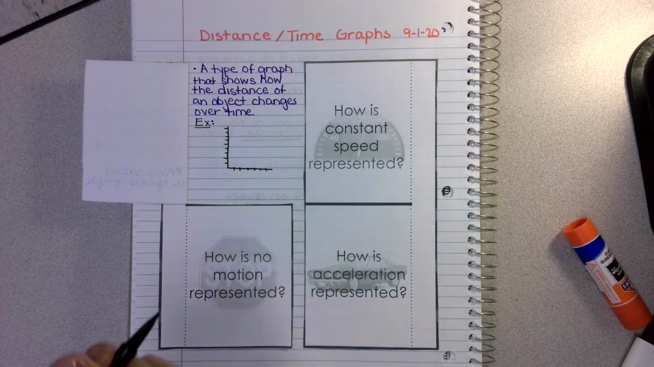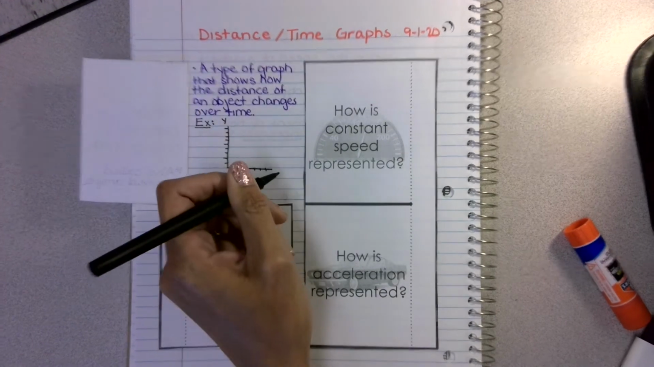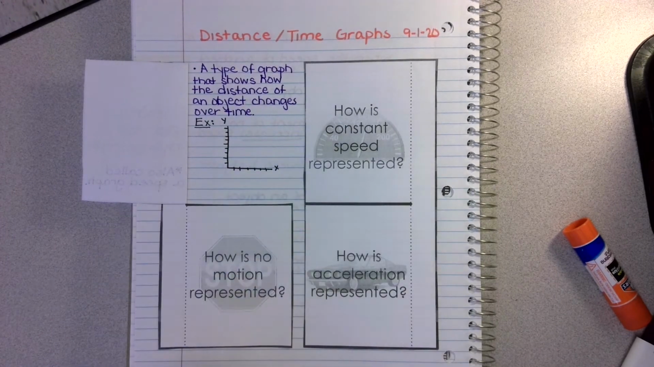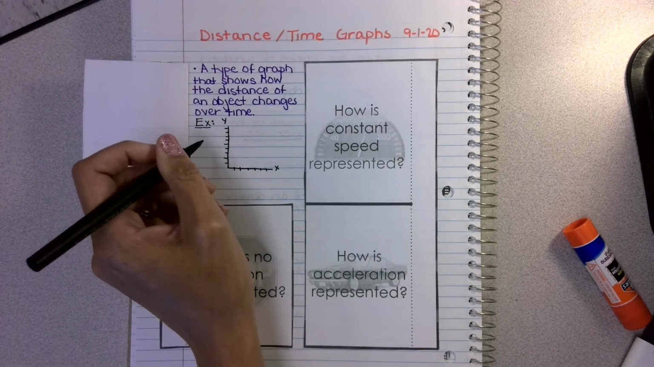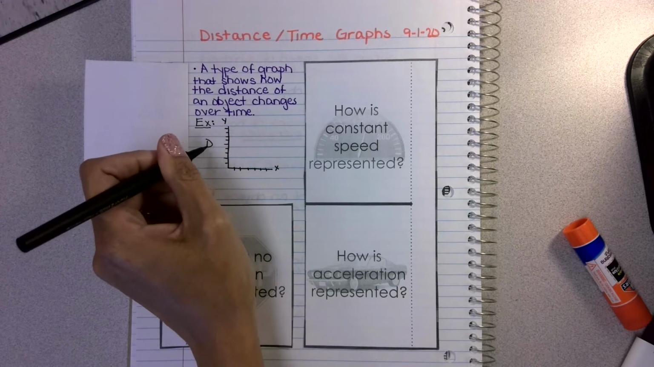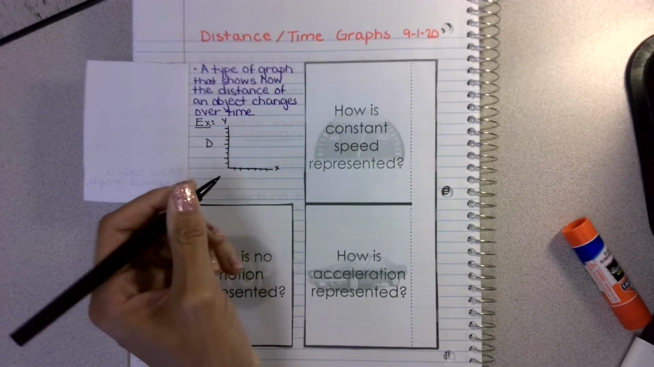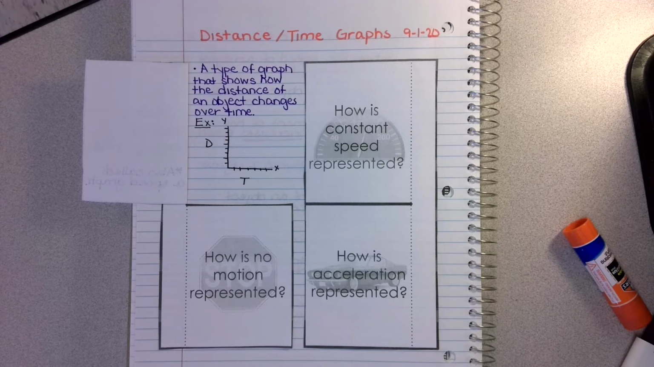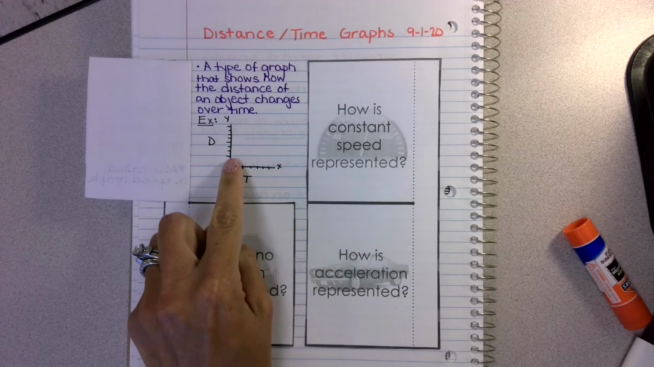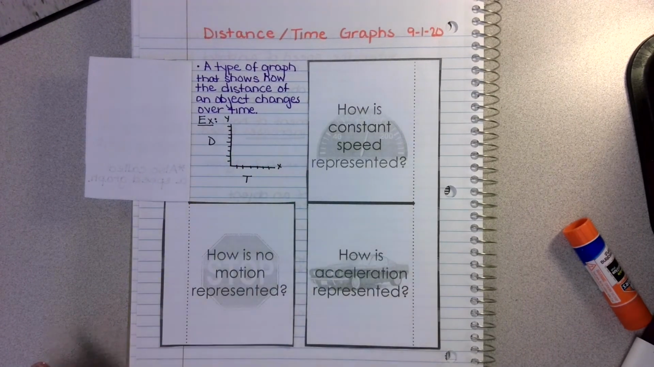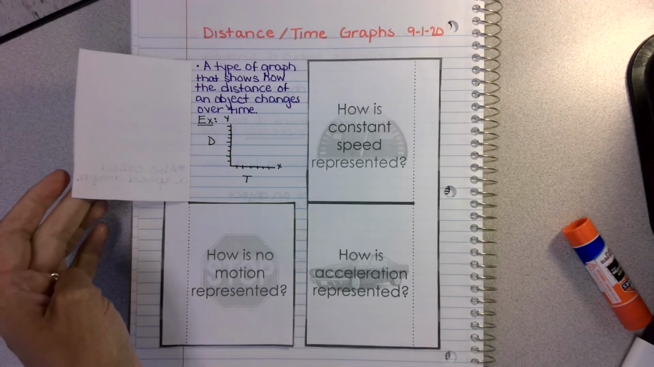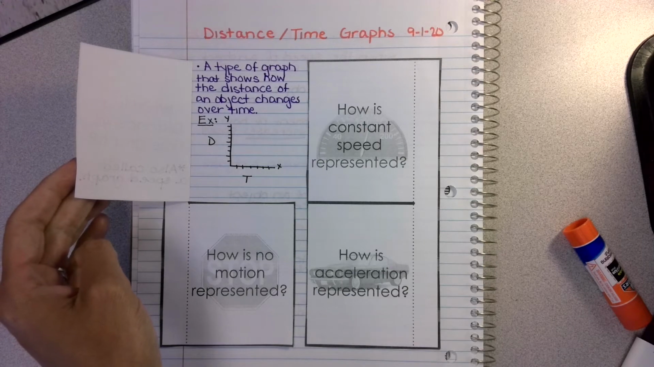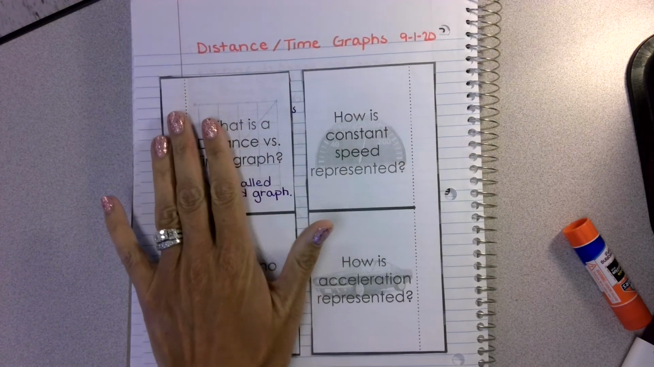Okay. So this is the y-axis, and this is the x-axis. Along the y-axis, they show the distance, so I'm just going to put d for distance. And along the x-axis, they put the time, so I'm going to put t for time. That's an example of what the graph kind of looks like. And the line that goes here is what shows you how the distance changes. Go ahead and pause if you need to finish writing it. Okay, then we're going to close it up.